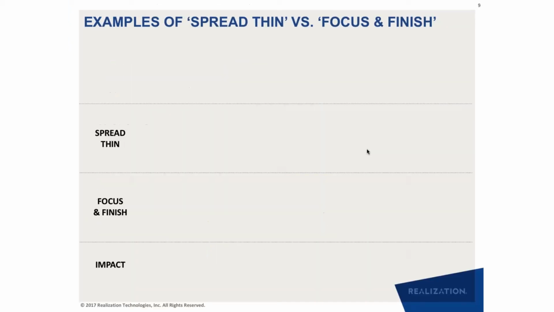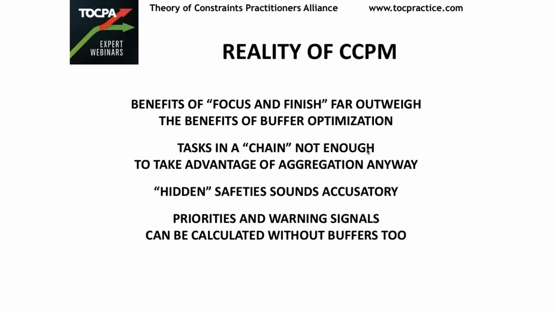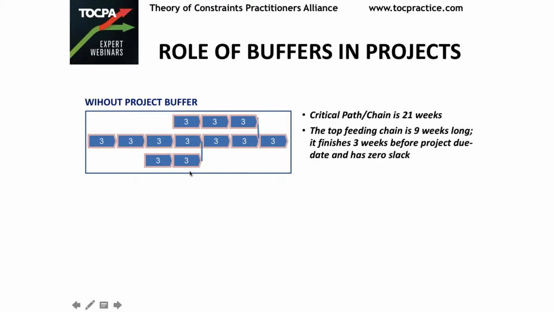So if I look at a project, if I don't have a buffer in the project, so this is a very simple project where you have the longest chain, which is about 7 tasks, and each task is 3 weeks long. So my critical chain is 21 weeks long, or critical path. Then you have 2 feeding chains, one feeding chain at the top and one feeding chain at the bottom. The top feeding chain is 9 weeks long.